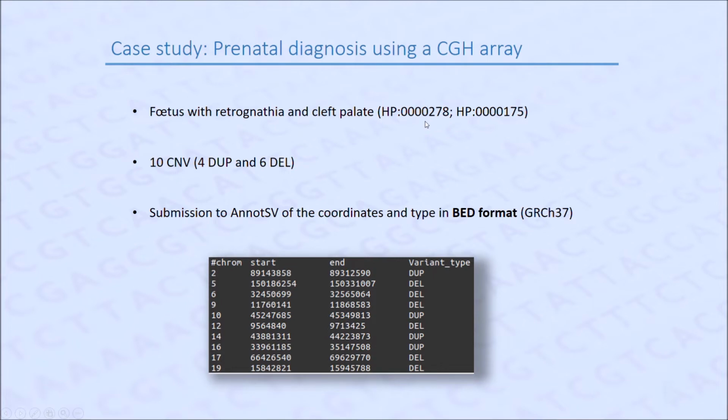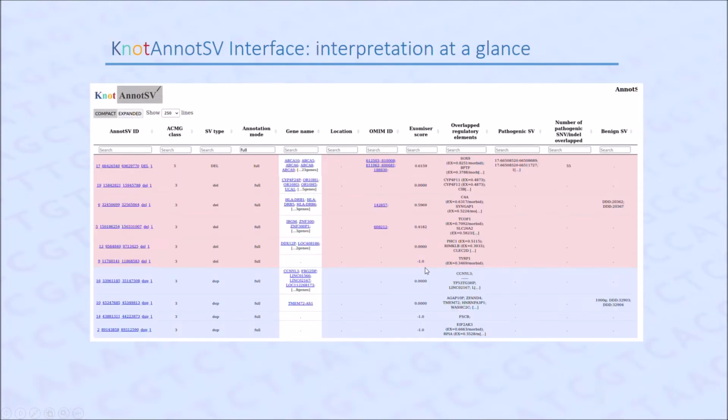And this CGH array revealed 10 SV, 4 duplications and 6 deletions. So we submitted to AnnotSV these 10 SV coordinates and SV type in a BED format with 4 columns: chromosome, start, end, and SV type. Here is the output in compact mode with the 10 SV lines.